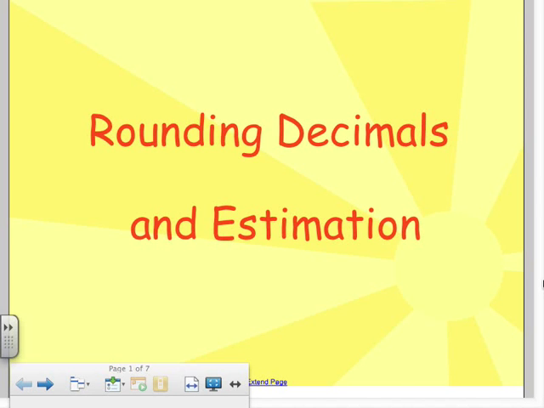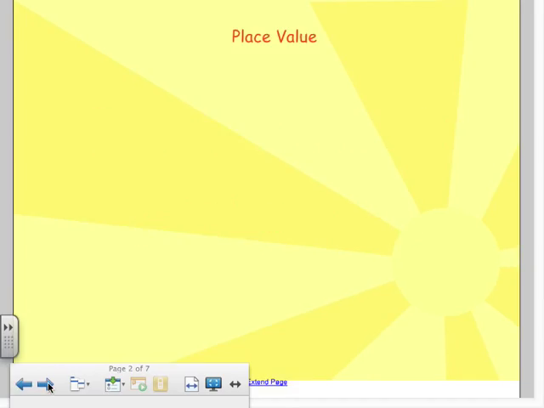All right, so we're going to talk about rounding decimals and estimation today, which is going to be helpful in our decimal unit. So before we talk about rounding, we really need to talk about place value, because they often say round to a certain place value, say the tenths or the hundredths or the thousandths or a whole number.